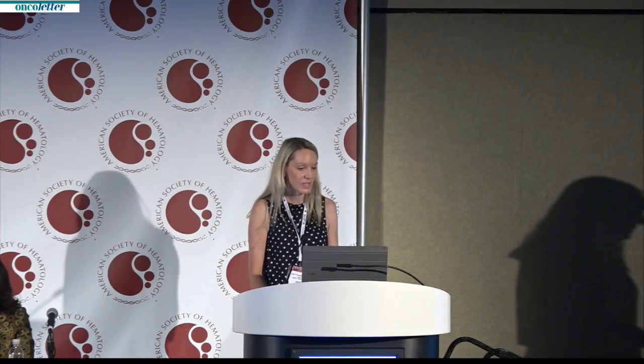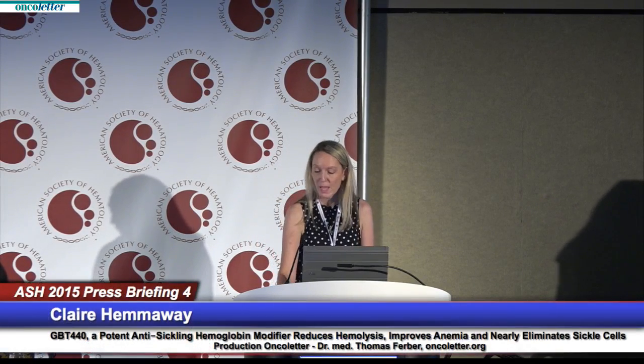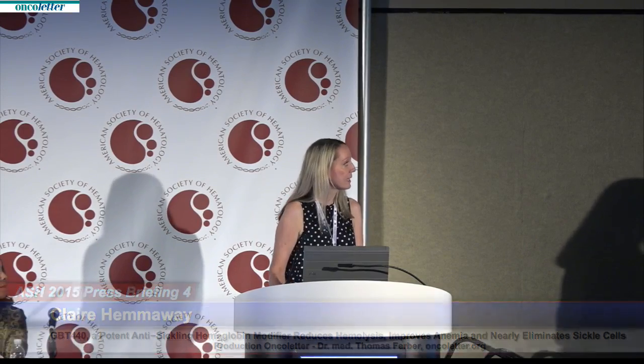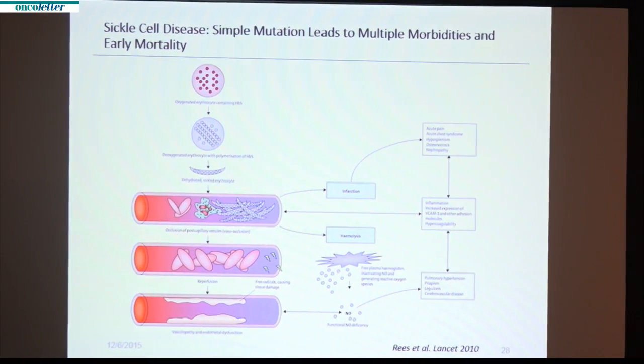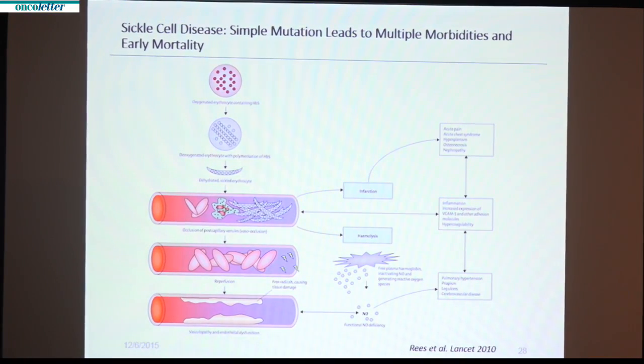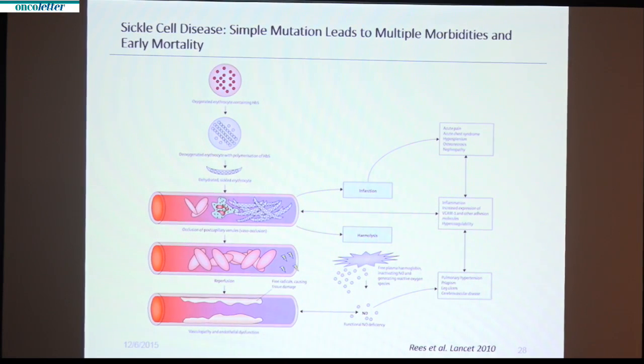to present our data on GBT440. I'm going to set the scene a little bit because it is important to understand the mode of action of this drug. So, as you all know, sickle cell is caused by a single amino acid substitution at position 6 on the beta hemoglobin molecule.